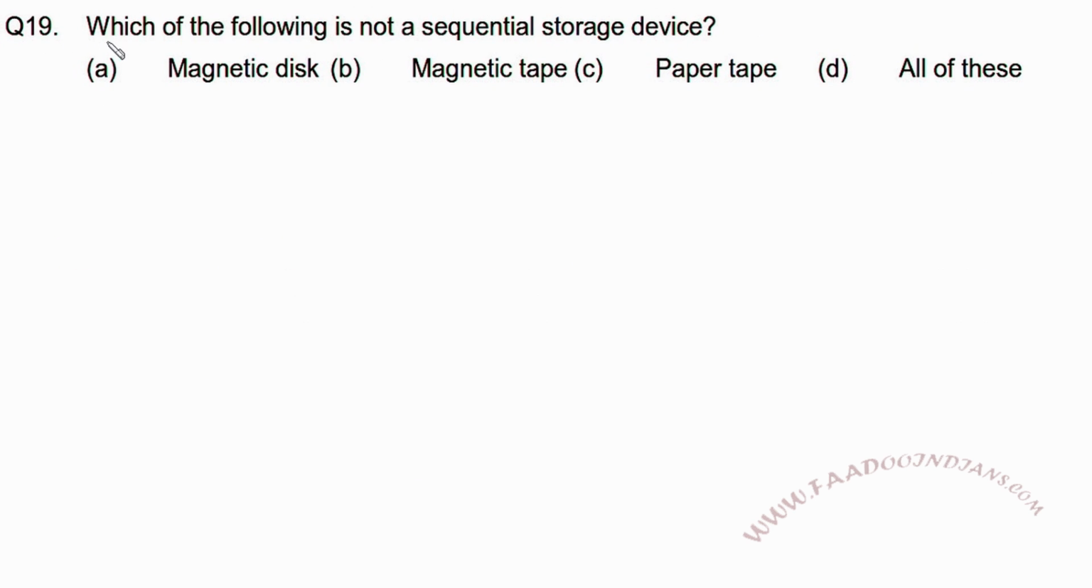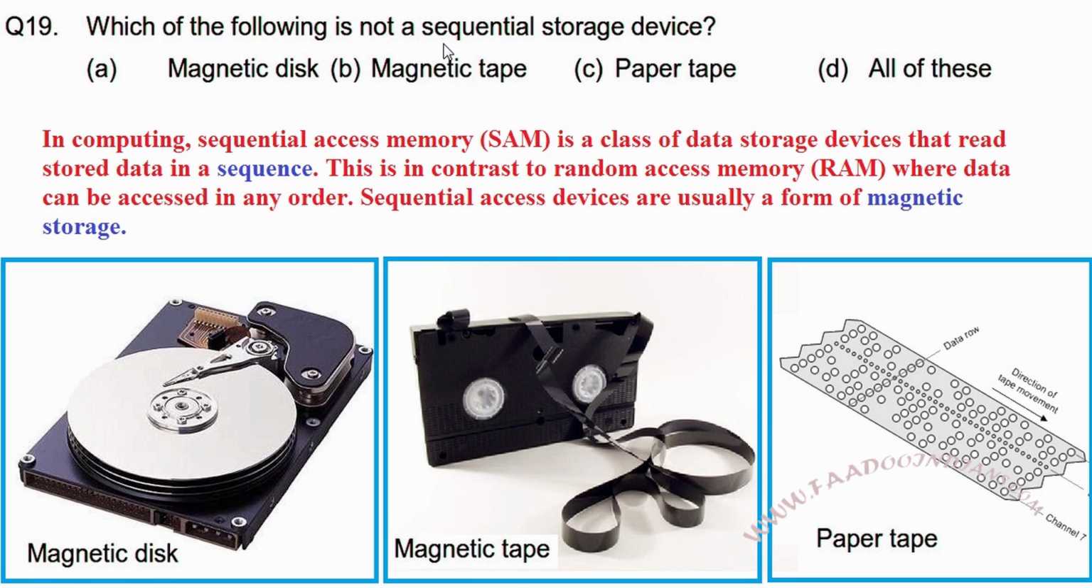19th. Which of the following is not a sequential storage device? So first of all, what is a sequential storage device? In computing, SAM, that is sequential access memory, is a class of data storage device that reads stored data in a sequence. This is in contrast to random access memory, that is RAM, where data can be accessed in any order. Sequential access devices are usually a form of magnetic storage.